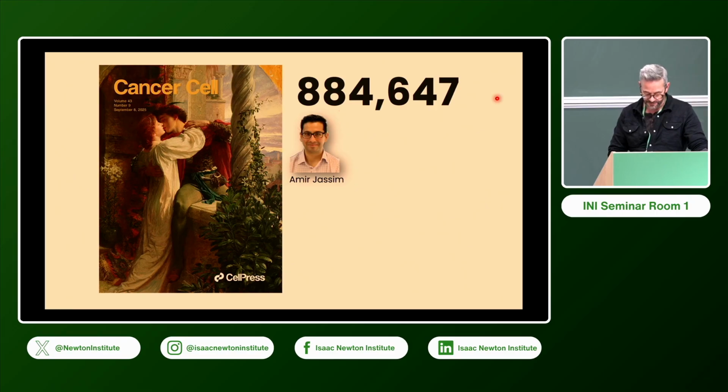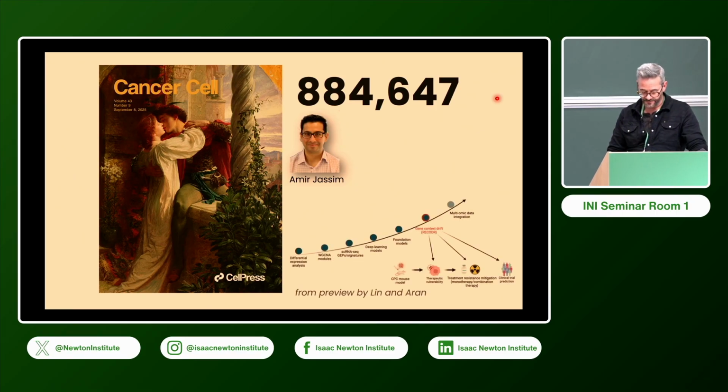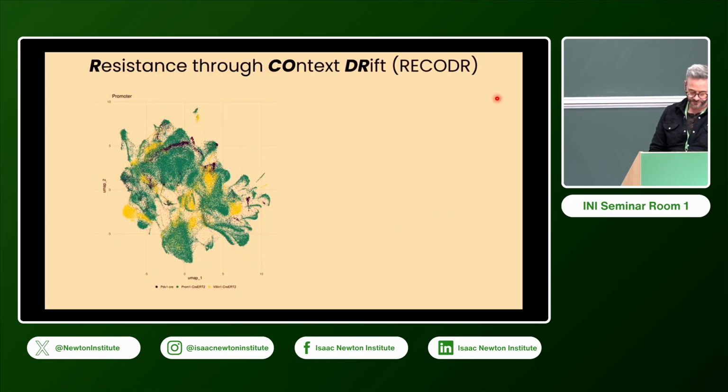And so Amir Asim, who was a postdoc in my lab and is now at Columbia in New York, developed this approach. This is a really nice summary from the preview that went with the paper, which positions what we call gene context drift somewhere up this continuum, beginning with differential expression analysis all the way up to multi-omic data integration. And I'm going to go through what gene context drift means.